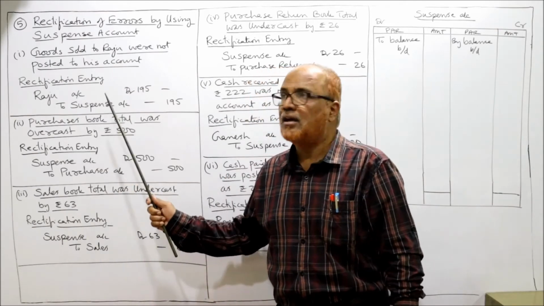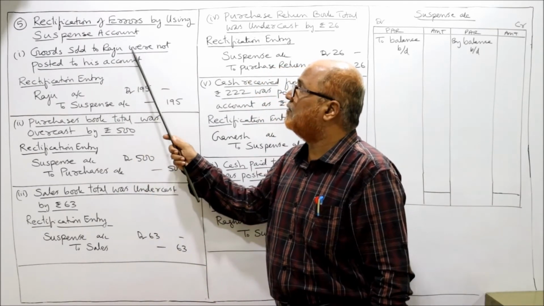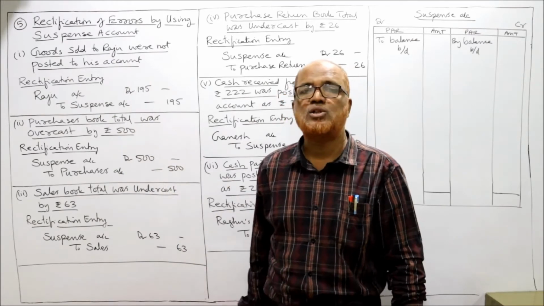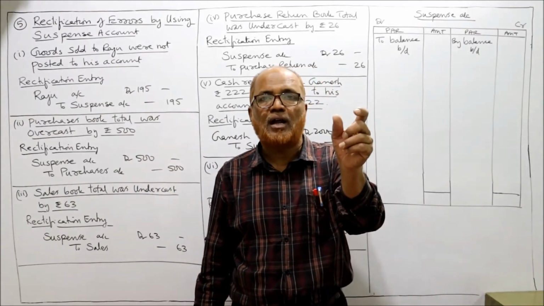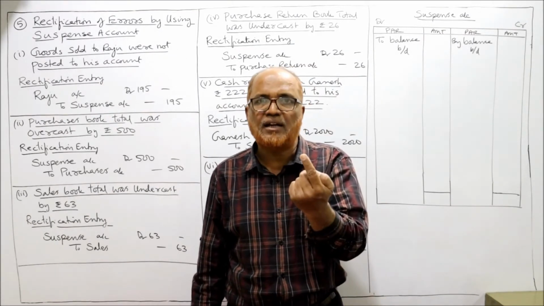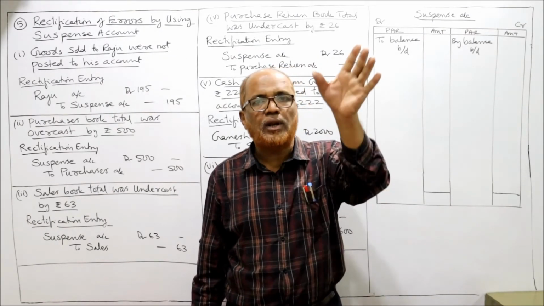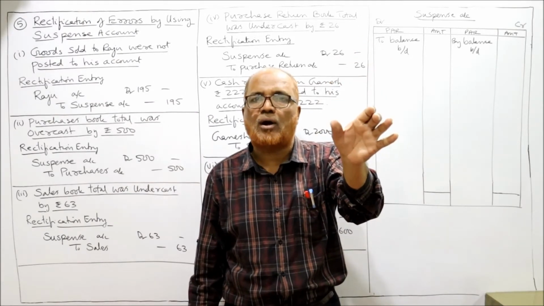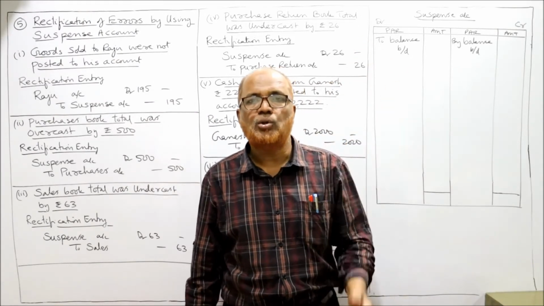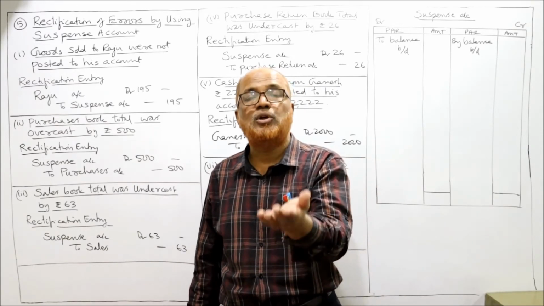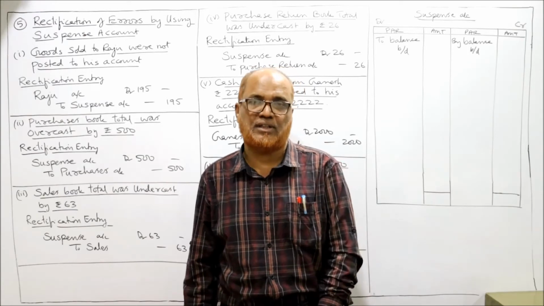So here what is the error? His account was not debited, were not posted to his account. His account means Raju's account. We have not debited Raju's account. Now we debit Raju's account. It's a one-sided error. The error is there only in Raju's account. We have not debited Raju account. Now we debit Raju account. So credit should be given to suspense account, because the problem asks you to rectify the error using suspense account.